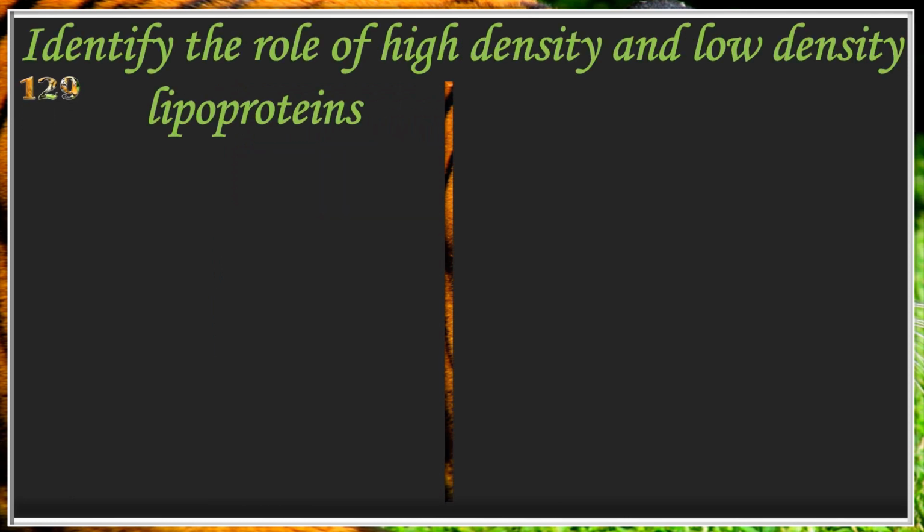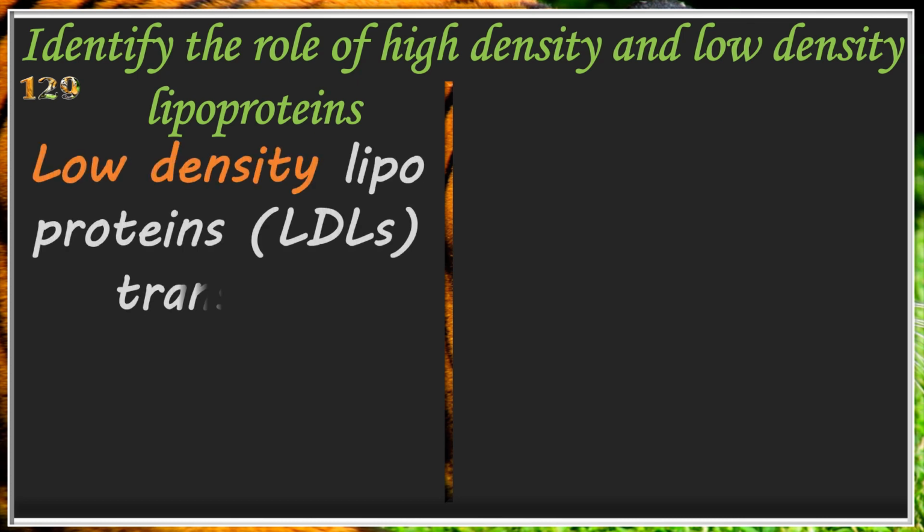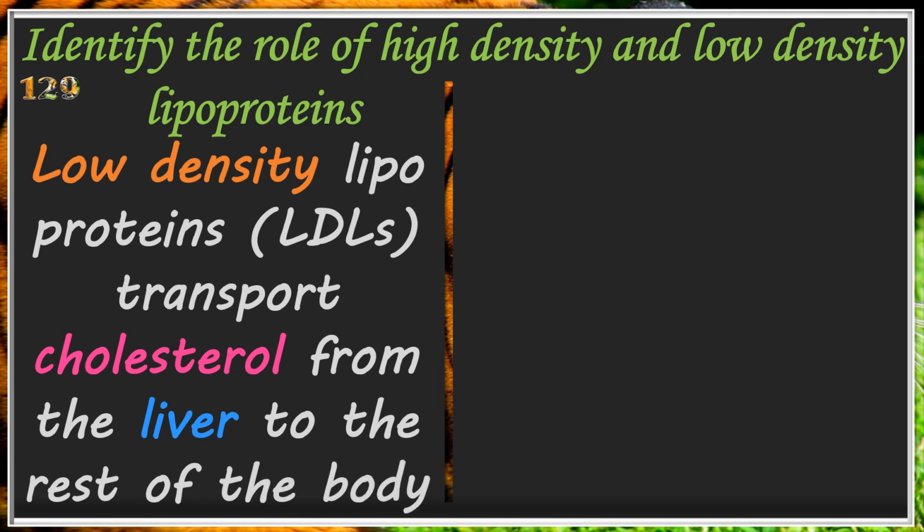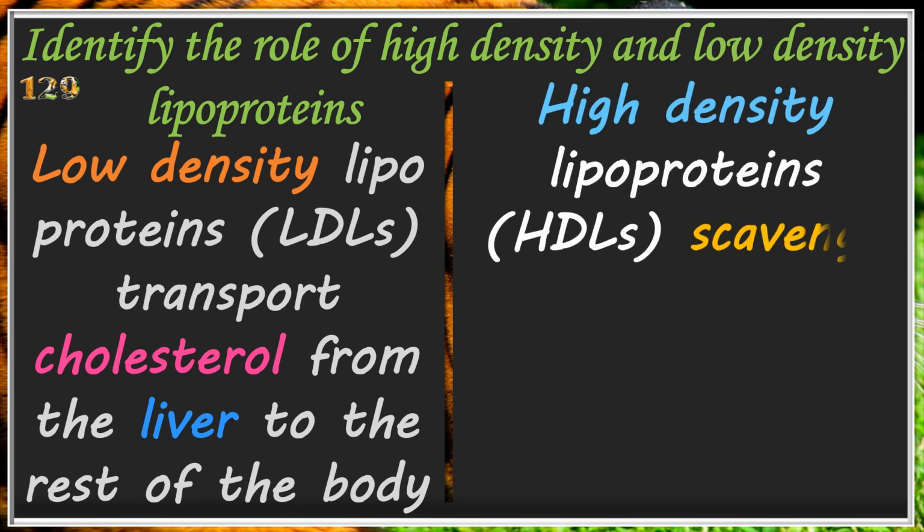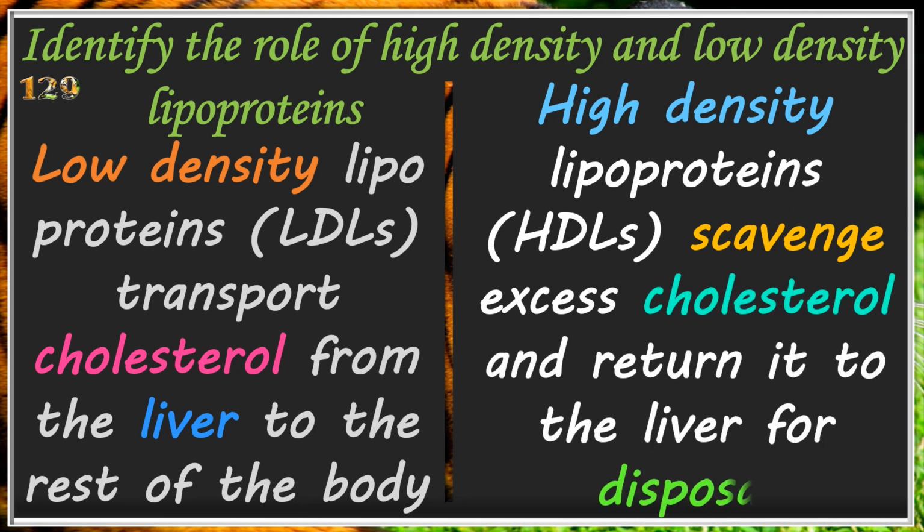Identify the role of high density and low density lipoproteins. Low density lipoproteins transport cholesterol from the liver to the rest of the body. High density lipoproteins scavenge excess cholesterol and return it to the liver for disposal.